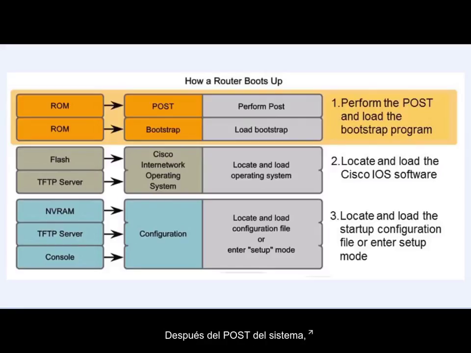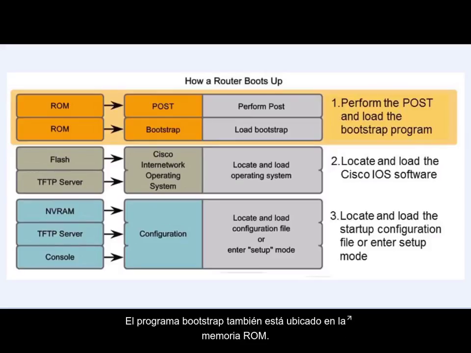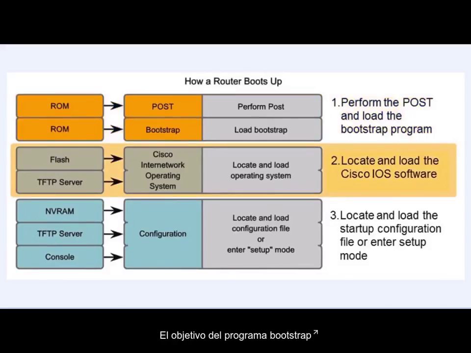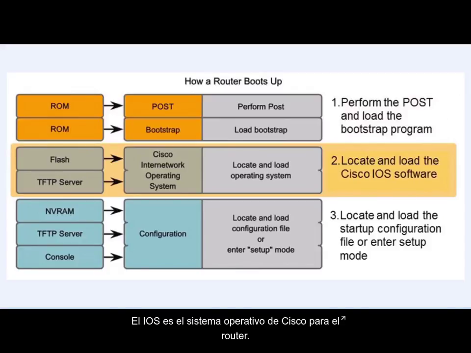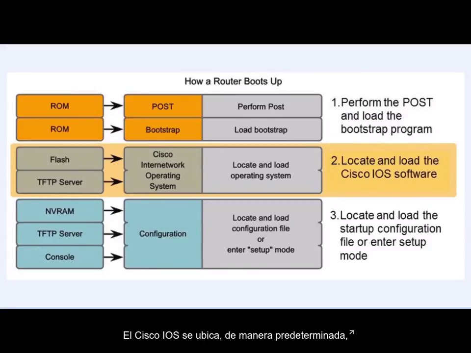After the system posts, the router then runs the bootstrap program. The bootstrap program is also located in ROM. This is the end of the first phase. The purpose of the bootstrap program is to locate and load the Cisco IOS software. The IOS is Cisco's operating system for the router. The Cisco IOS is located by default in flash memory.